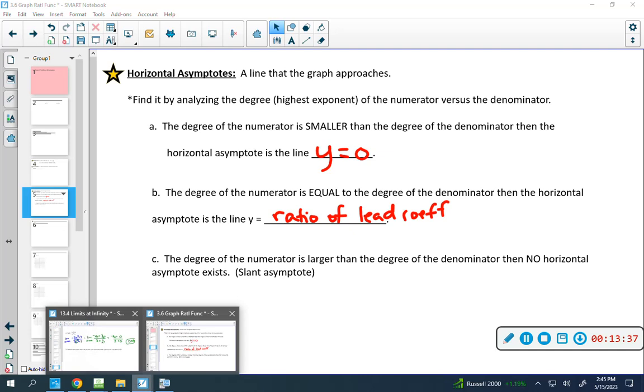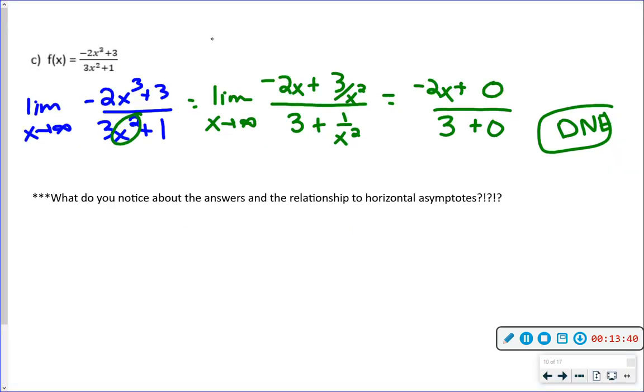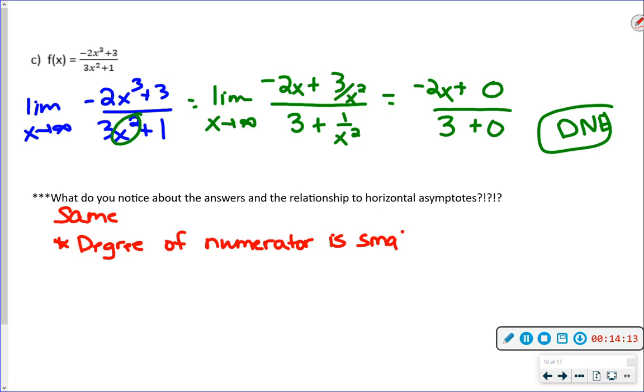So let's summarize this because it's been a while. What do you notice about the answers in relationship to the horizontal asymptotes? Well, they're the same. Chapter 3 was, I can't even tell you what month, so we might need to add a little summary of this. Remember, degree is the highest exponent. If the degree of the numerator is smaller than the denominator, it was automatically 0. So I knew that A was 0, I didn't do any work.